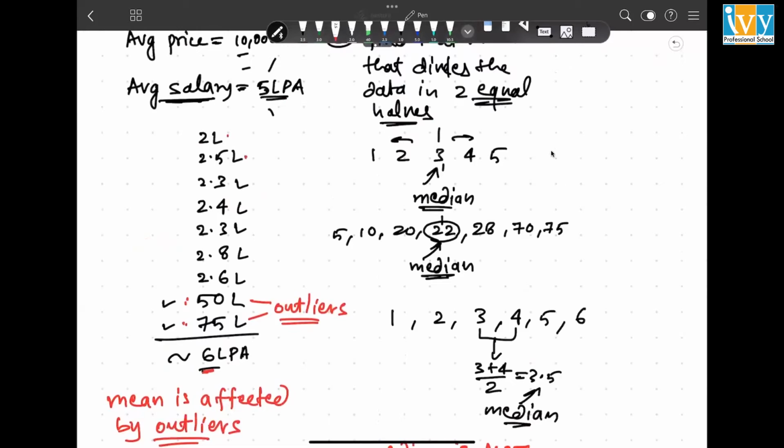So in this scenario also, what will be the median value? Let's count, 1, 2, 3, 4, 5, 6, 7, 8, 9. So 9 values are there. So 4 values this side and 4 values this side. Let's say if I arrange it in increasing order, so 2.4 will come here, 2.3. Sorry.